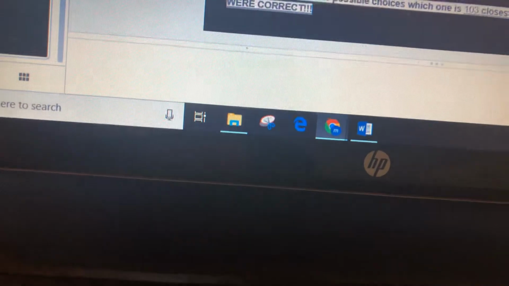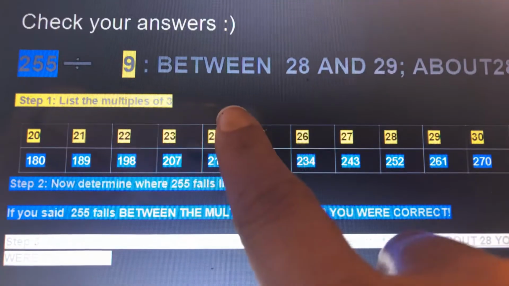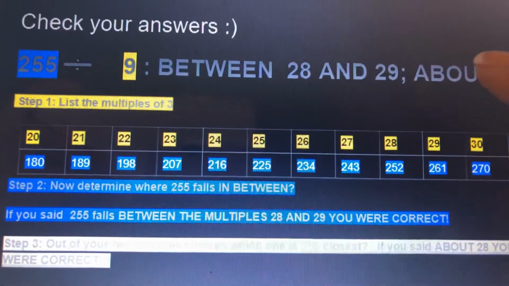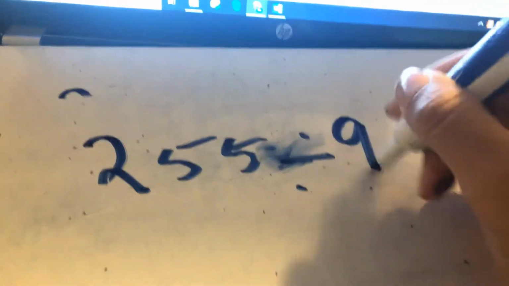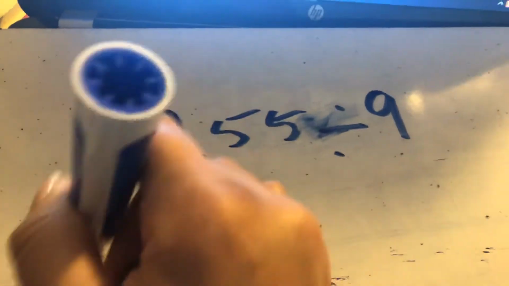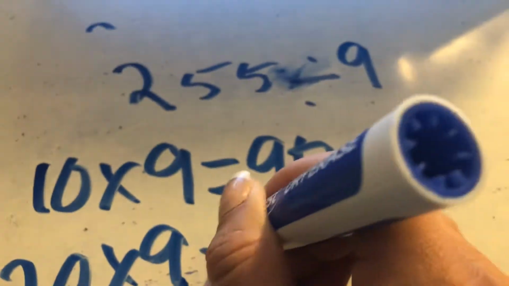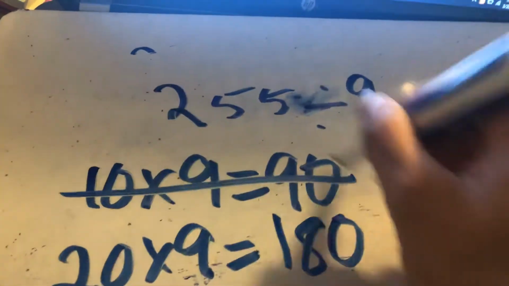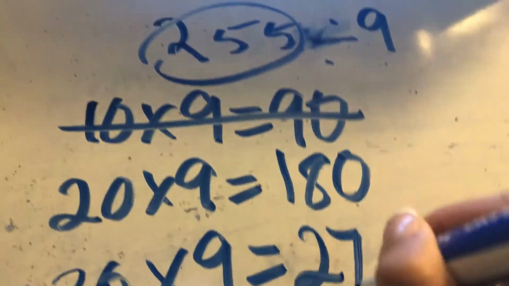All right, your final problem that we're checking today is 255 divided by 9. So that fell between 28 and 29, and it was about 28. So you can take 255, divide it by 9, right? And then we're going to double check. We're going to say, okay, 10 times 9, well, we know that that's 90. You guys should already know that one. Let's try 20 times 9. 180, right? So that's going to get me way closer to this number. Okay, let's try 30 times 9. 270. Up, I went over 255.